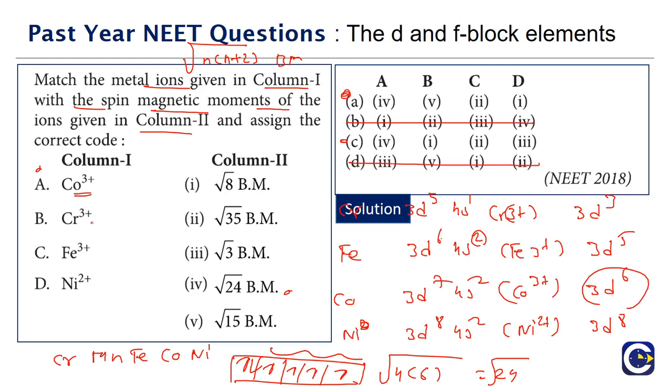Okay. Then option B. B is what? Chromium 3 plus. Chromium 3 plus, where is it? 3d3. So when you look at the arrangement, we are not even having 5 electrons here, so there is no concept of pairing. All 3 will be what? Unpaired. So what is the formula? Root of 3 into 3 plus 2 is what? 5. Means root 15. Where is root 15? So B should be matched to 5. D is matched to 5 here. But in this case, B is not matched to 5. B is matched to 1. So this is also incorrect. So we are able to arrive at the answer.